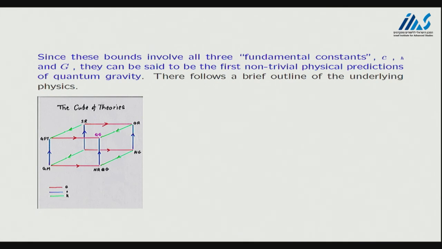Now, these bounds turn out to involve all three of the so-called fundamental constants. And so I would like to go over the theory very briefly, if you'll forgive me, because I think you can call this the first non-trivial result in quantum gravity, although we don't normally think about that. So presumably a non-trivial result in quantum gravity is one which involves all three of the fundamental constants, which I've illustrated with this cube that people sometimes use.